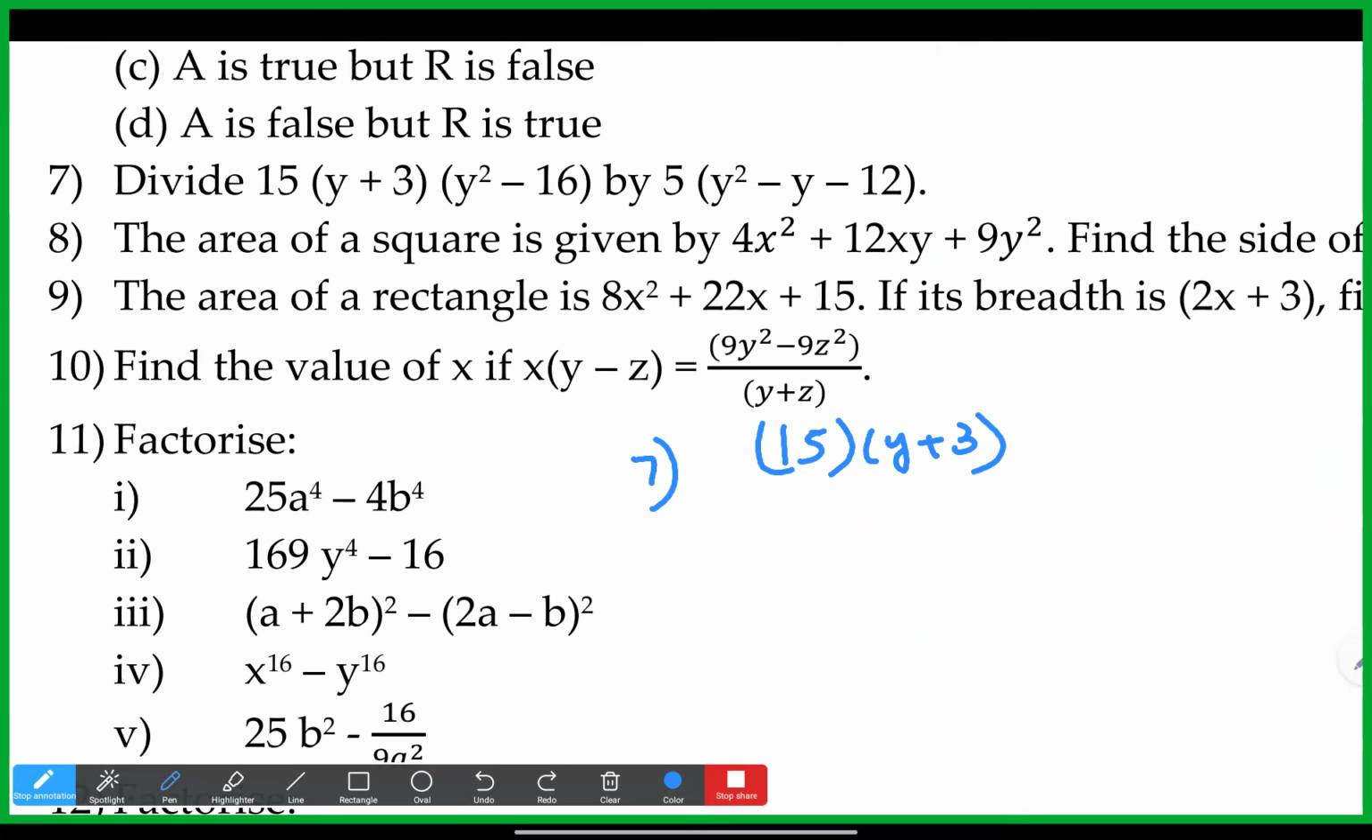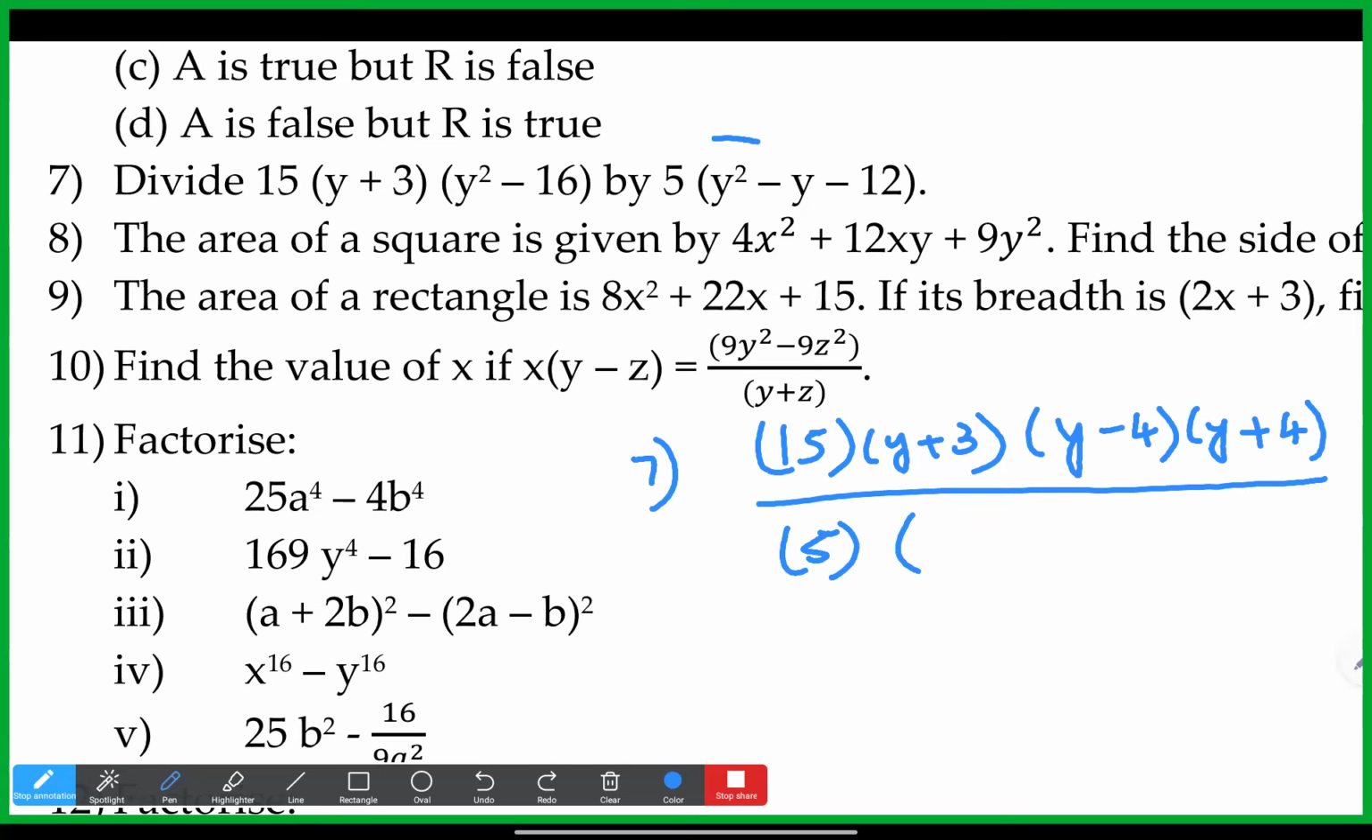And y square minus 16, we already factorized it as y minus 4 into y plus 4, as mentioned before. So y minus 4 into y plus 4, because it can be expressed as y square minus 4 square, which looks like a square minus b square, which is a minus b into a plus b, whole divided by 5 into this one. Just now we factorized it and got y minus 4 into y plus 3.